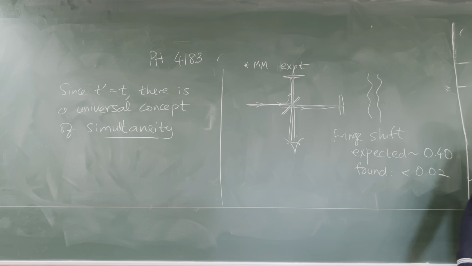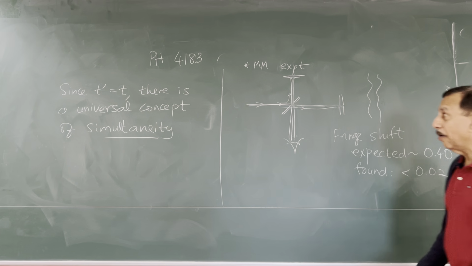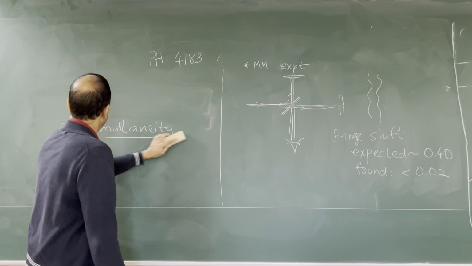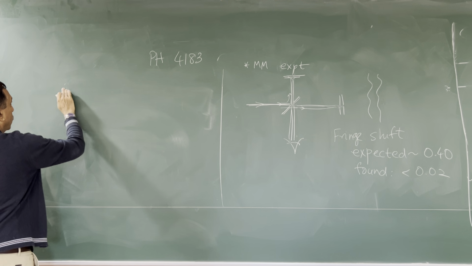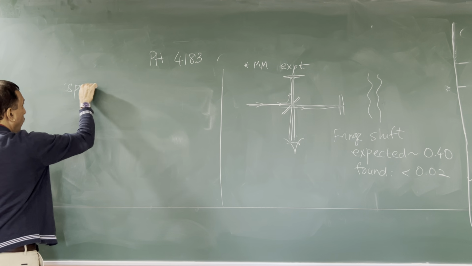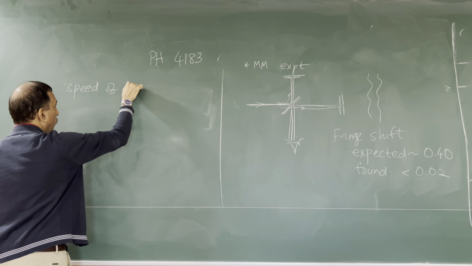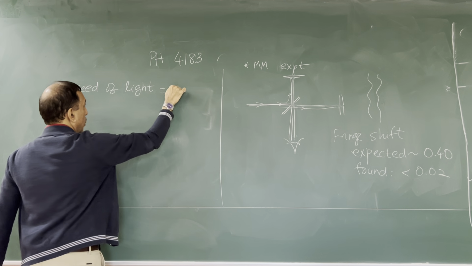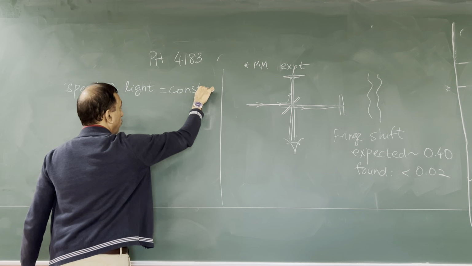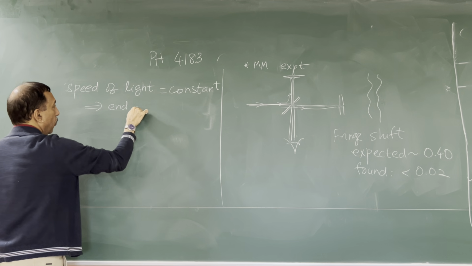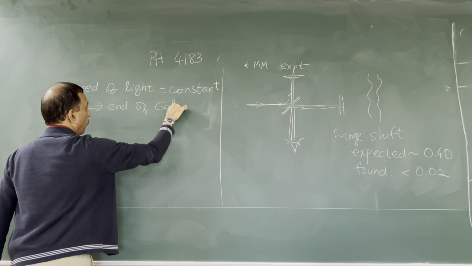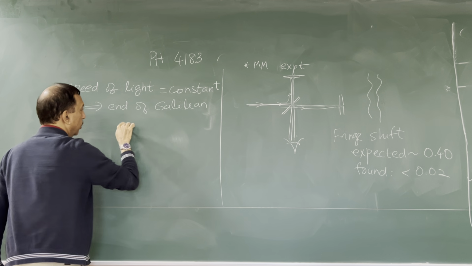Now when the speed of light just doesn't change, that itself is the end of Galilean relativity. It can't be, the speed of anything cannot refuse to change when I change frame in Galilean relativity. So the speed of light is constant, independent of the frame, end of Galilean relativity.